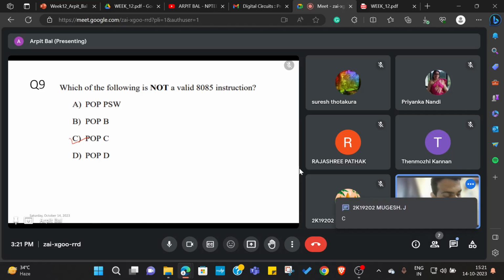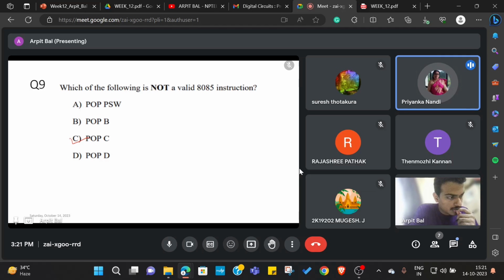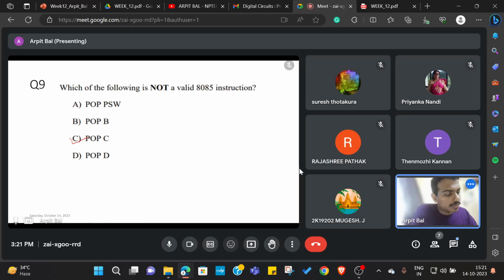And why? Because in case of push and pop instruction, we have to mention the first register name of that pair. Okay, that's why. So what would have been the correct answer? Like instead of pop C, what could have been written? Pop B. Yeah, so pop B will take care of both B and C. Okay.